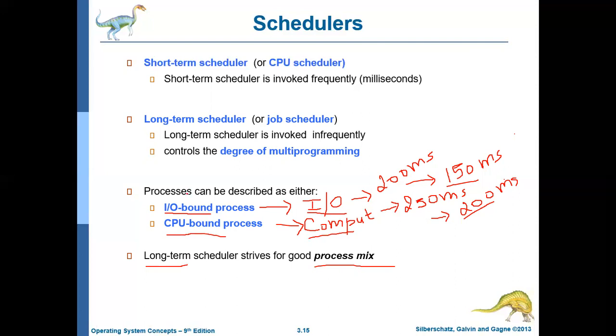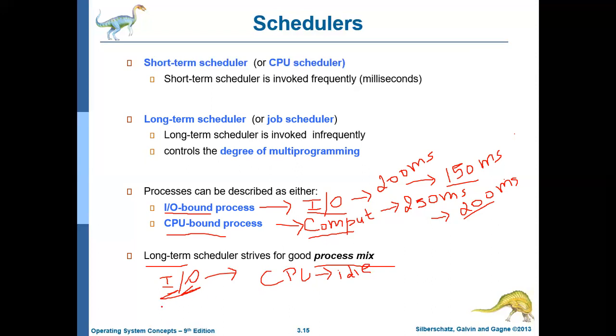Why should it ensure that? If all the processes were IO bound, then what will happen? Most of the time these processes will spend in IO operation. So the CPU will be idle. In that case, the CPU will be underutilized. The CPU will be idle for most of the time, so it means that you are underutilizing the CPU.